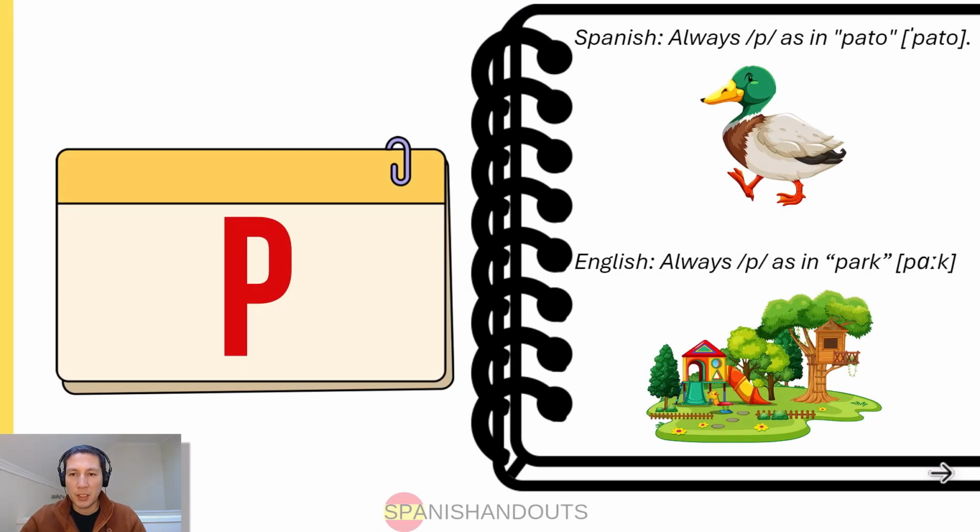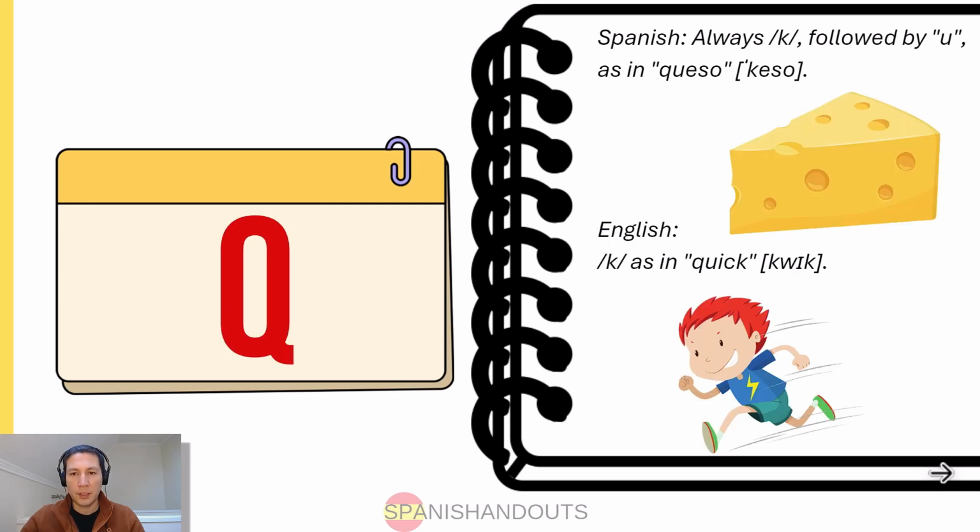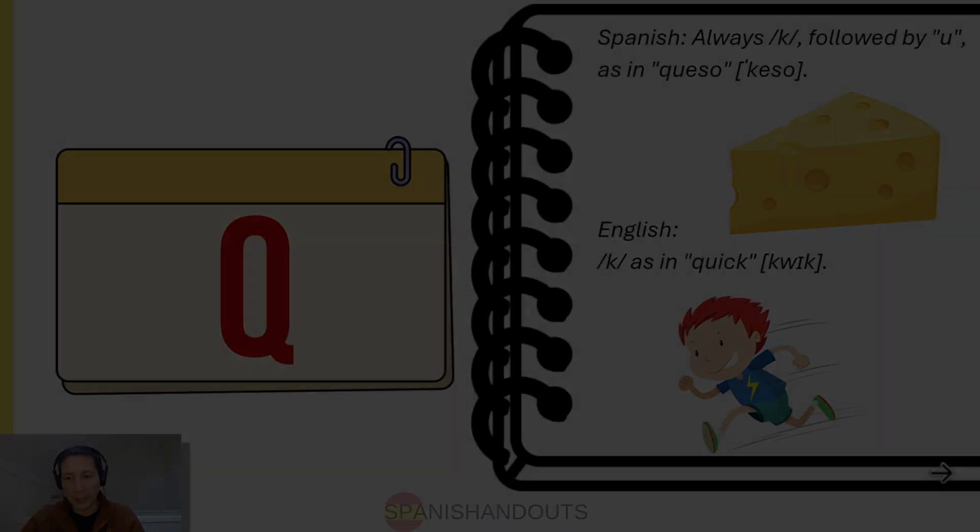In Spanish, it is always pronounced P, as in pato. In English, always P, as in park. Then the letter Q. In Spanish, it is always pronounced K, followed by the letter U, as in queso. Therefore, you don't say hueso, you say queso. In English, K, as in quick.